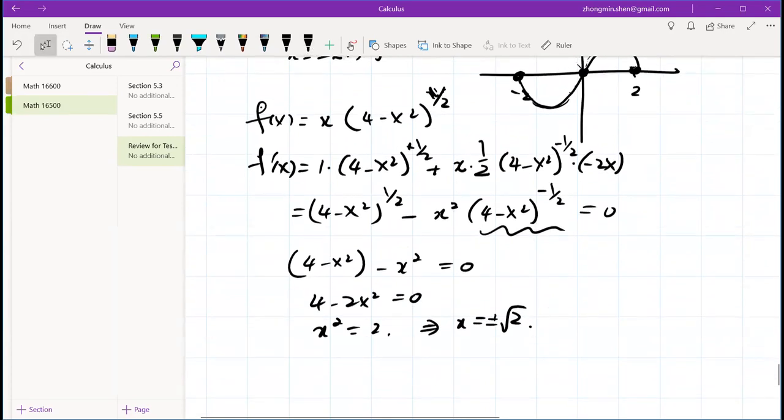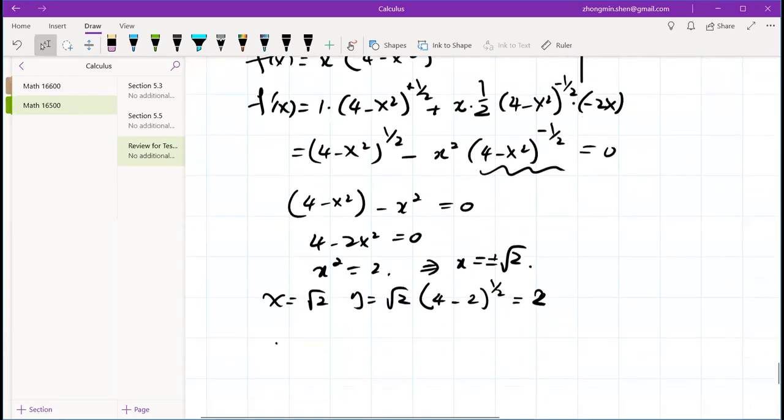And the y value is going to be, when x equals square root 2, the y value is going to be square root 2 times 4 minus x squared to the 1/2, which is 2. I think that is going to be 2. Okay? When x equals negative square root 2, the y value is going to be negative square root 2 times 4 minus 2 to the 1/2. It's going to be negative. So this gives you the lowest point and the highest point. So you should draw the picture here.